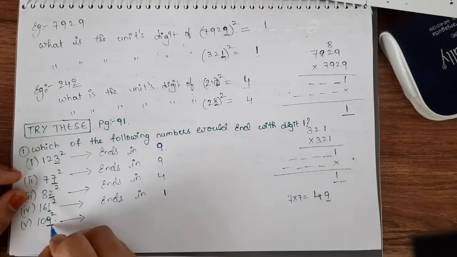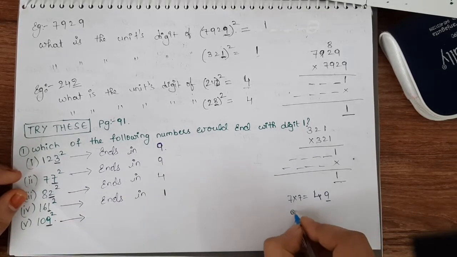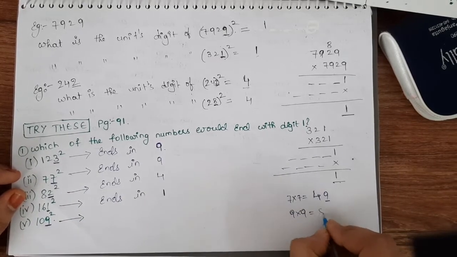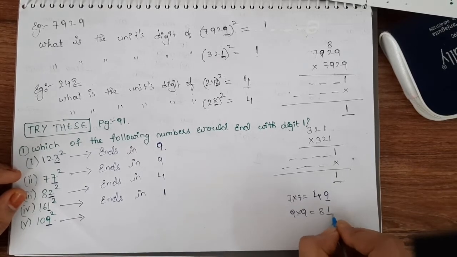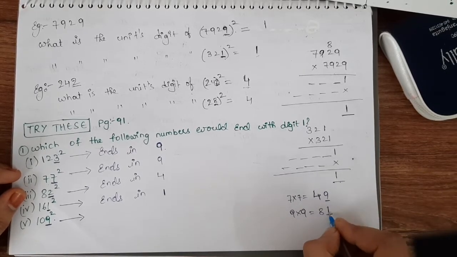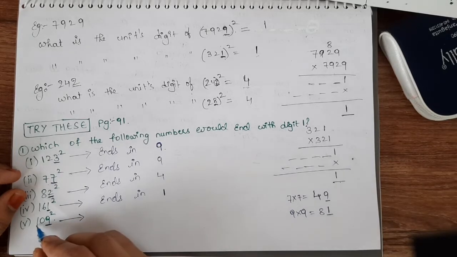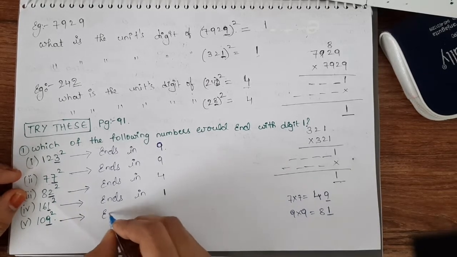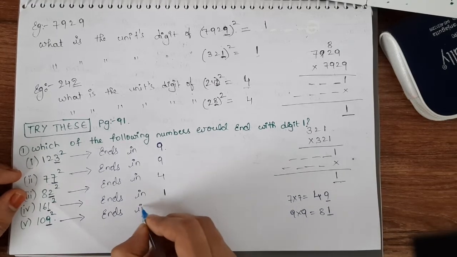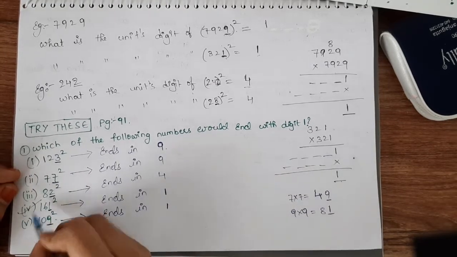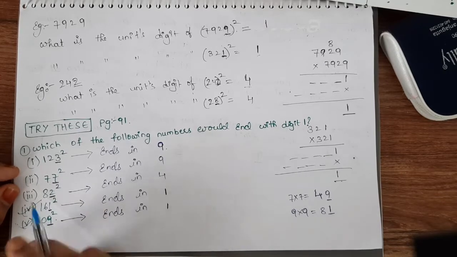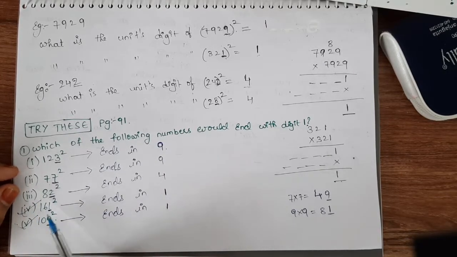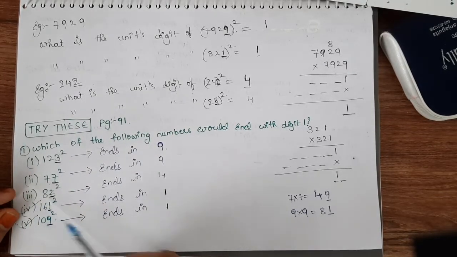Next, the units digit is 9. What is 9 into 9? 9 into 9 is 81. Just check the units digit of 9 into 9. It is 1. So 109 square also will end in 1. So only these two numbers, the squares of these two numbers, will end in 1.